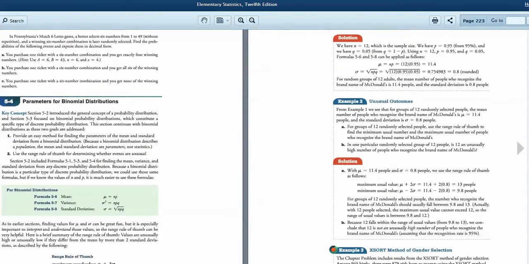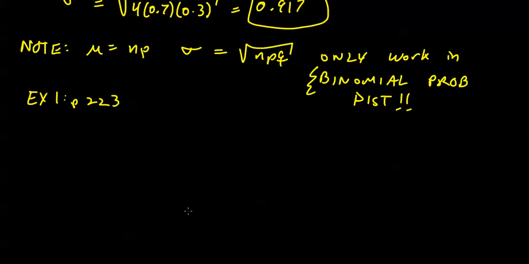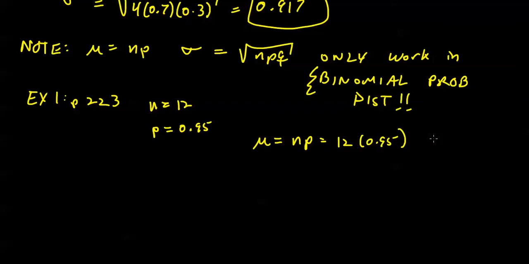Alright. Go back to the screen here. Alright, so we're asking 12 people, do you recognize the McDonald's brand name? The probability that any one person in this given information recognizes McDonald's is 0.95. Alright, they want the mean and the standard deviation. Well, simply, this mean is going to be n times p, which is going to be 12 times 0.95, which punches out to 11.4.